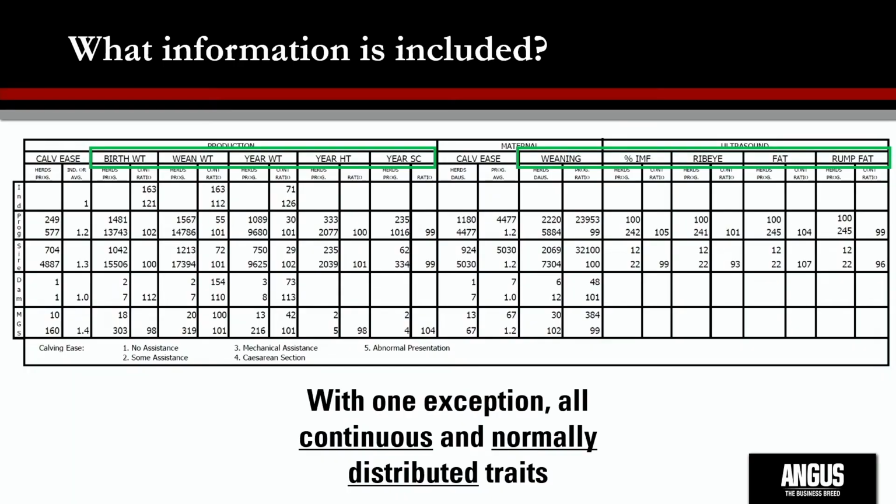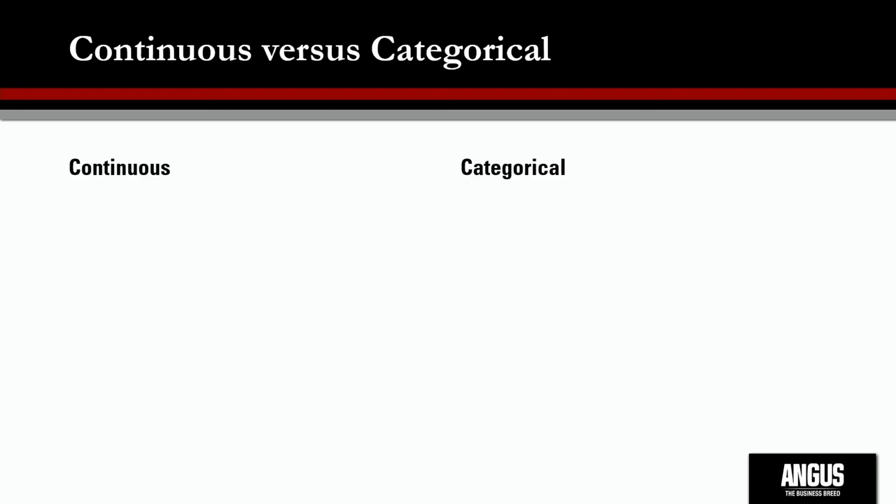Now, as we really dig into what information is included on the performance pedigree, as we look across there, it's important to understand that all of the traits that are on here, with one exception, are continuous and have normally distributed data. So what does that really mean? Well, we're going to dig into that more in just a second, but I want you to keep that in mind because it's important as we talk about what information is included. Things like ratios and how we calculate those. Having continuous and normally distributed data is a key component of that.